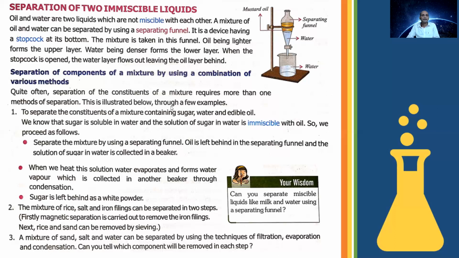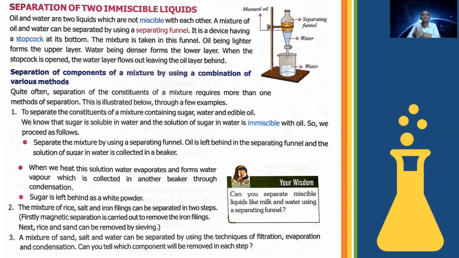Good. Now, separation of components of a mixture by using a combination of various methods. It's very easy to handle. Okay, these are certain methods we've discussed by which we can separate things from each other.